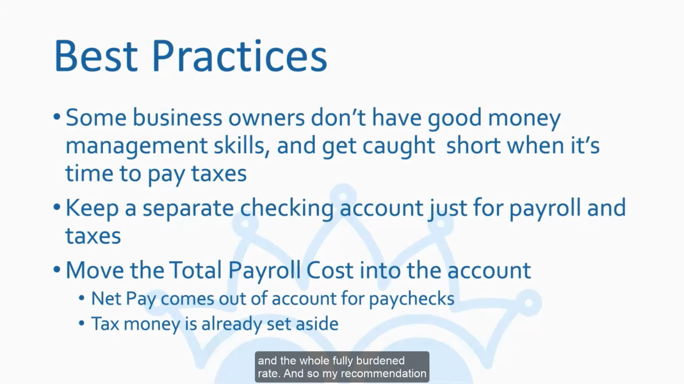And so my recommendation is for every payroll run, you move that total obligation out of the operating checking and into the tax checking account. And then that way you run payroll out of that account, you pay taxes out of that account, and it never impacts your operating checking. You don't have to worry about whether you have enough money in your checking account to do X because of payroll.